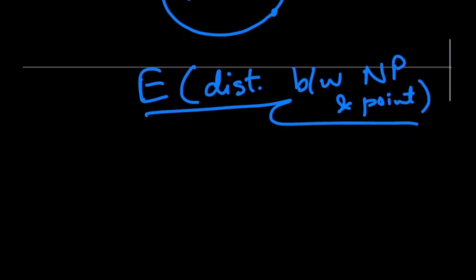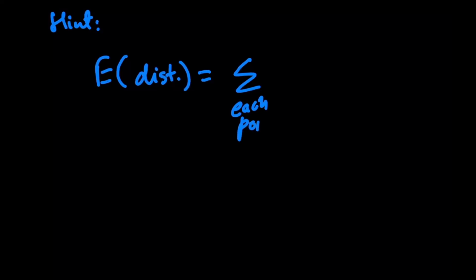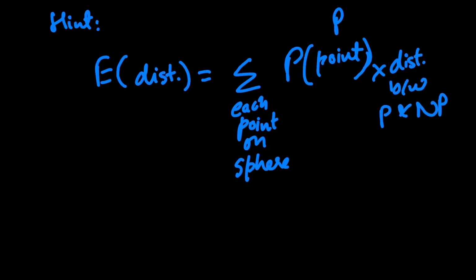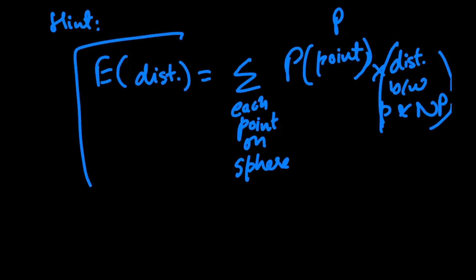Now, to start off with a few hints for this problem, since we're asked the expected value of the distance between the 2 points, let's just write the formula for the expected value, which is basically going to be the summation over each point possible on the surface of the sphere. So the summation of all the cases, where the probability is the probability of that point being the randomly chosen point, into the distance between the point. So let's just call the point P, into the distance between P and the North Pole, right? So this is in general what we have to calculate, right?